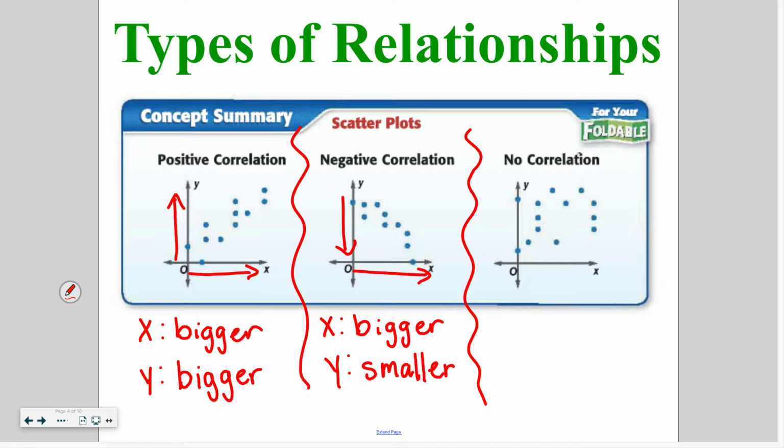The last one is looking at our x values once again getting bigger, moving from left to right on the graph, and our y values have no particular pattern. Sometimes it seems to go up, sometimes it seems to go down, or there might not be any relationship at all. You might not even be able to find a general trend. So we're looking at those three different types of relationships.